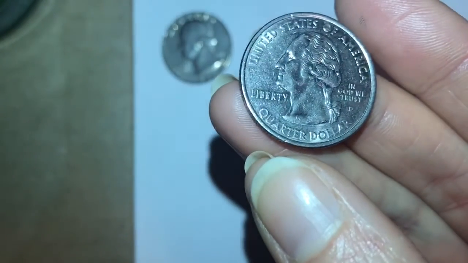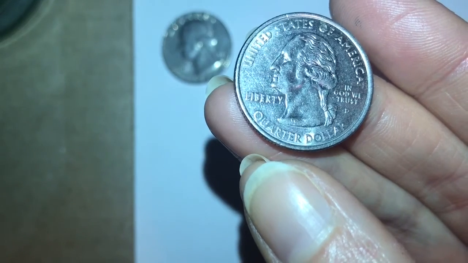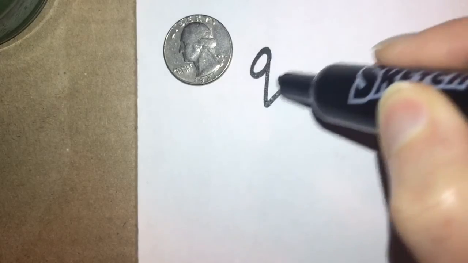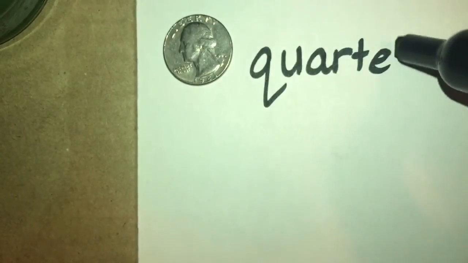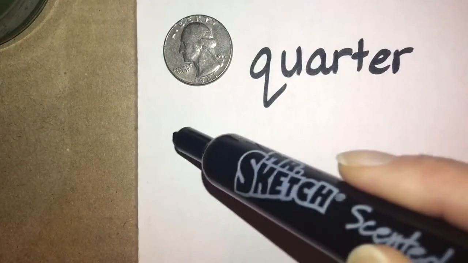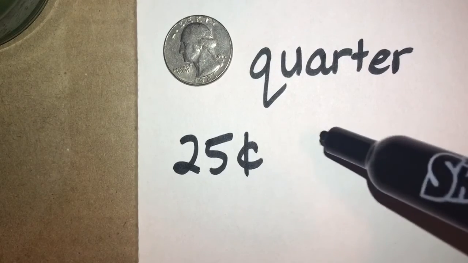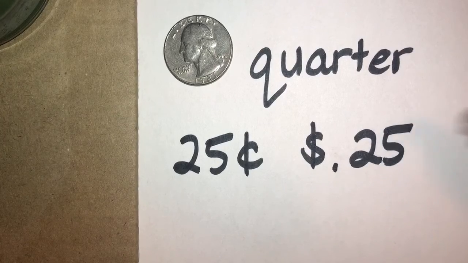That's how you spell quarter. Quarter. So let me go ahead and write that out. And as I mentioned, the value of a quarter is going to be 25 cents. It can also be written $.25. And I think that's good for today.